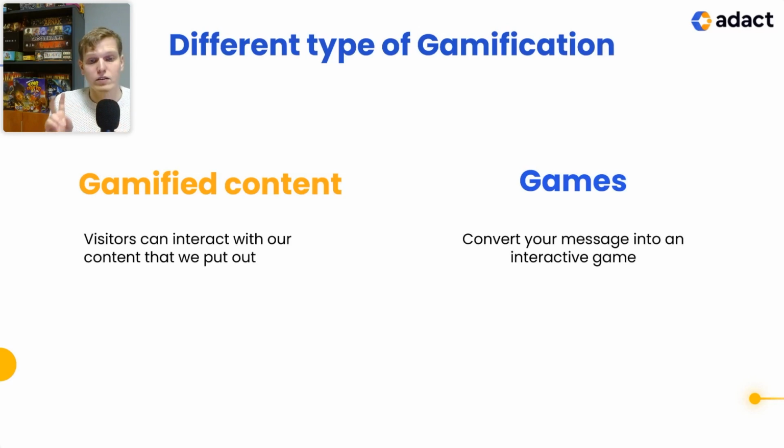So there are two main categories of how you can use gamification. Number one is gamified content. That means you have some kind of content or articles or a case study, and you want the visitors to interact with that content. So instead of just reading an article, you want to engage people to interact with your content. So this is one part.